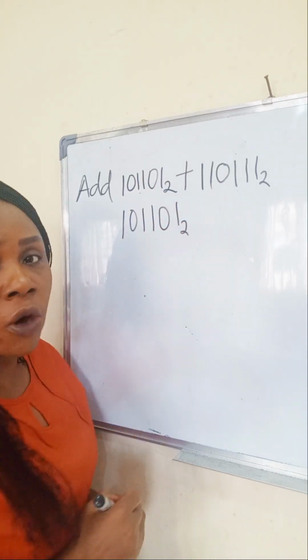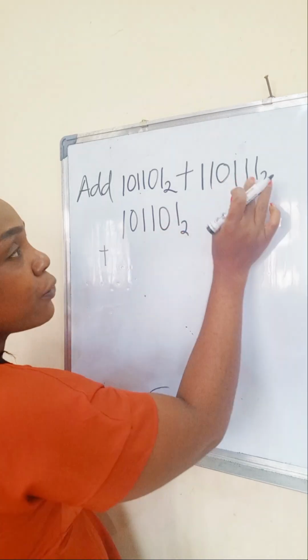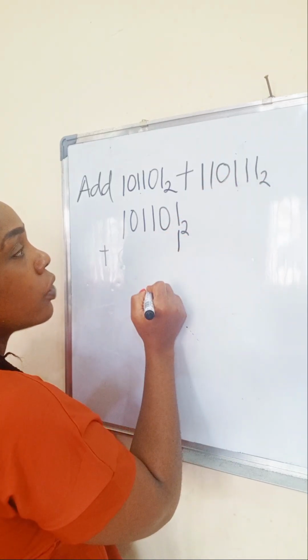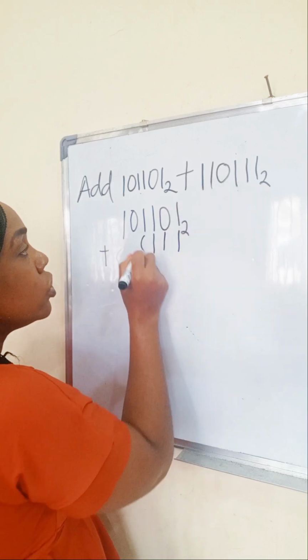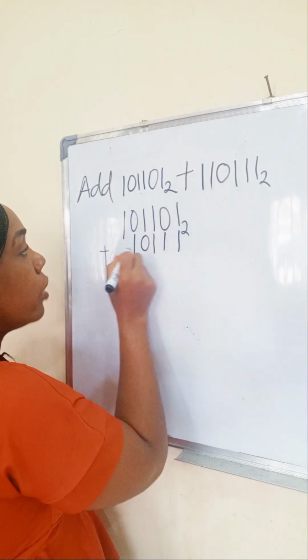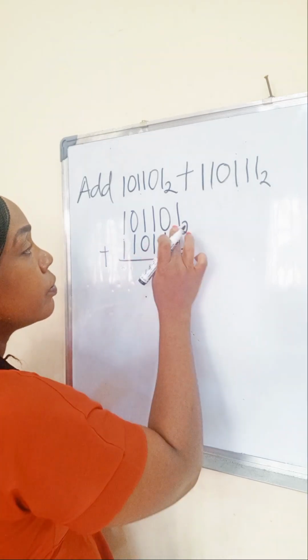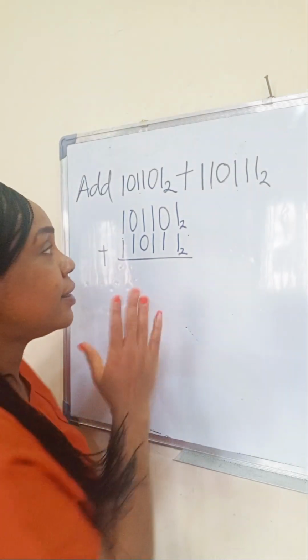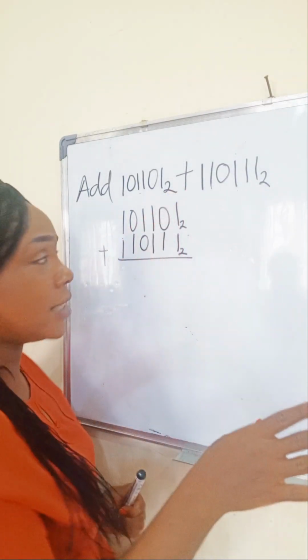Plus, let's start from the last digit, 1. Okay, 1 1 0 1 1, in base 2. Now we are going to add this. Now we are going to start from the far right.